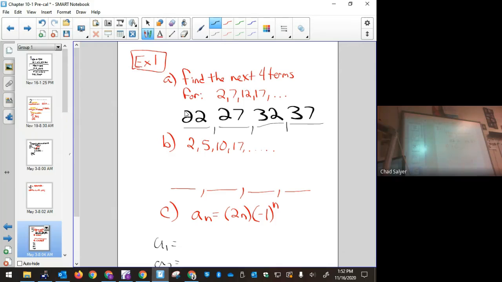So first one was easy. And in fact, this is what we call an arithmetic sequence, which we'll get to more tomorrow. But it's one where something is added or subtracted to each subsequent term. In this case, we're adding 5. This one's a little more complicated.